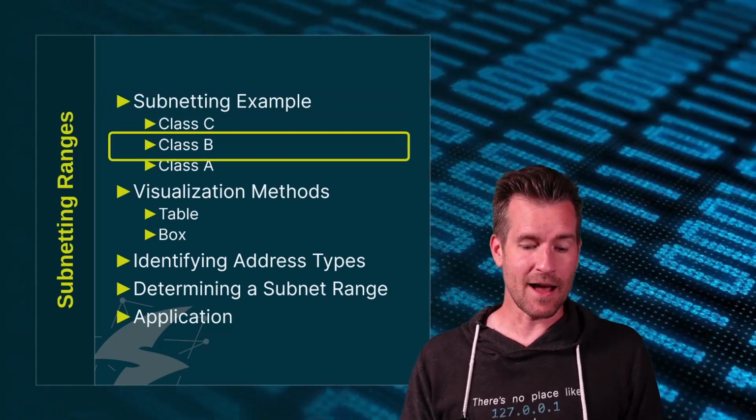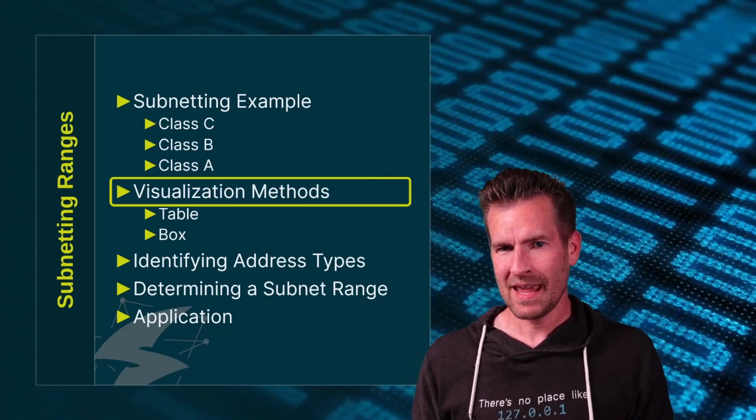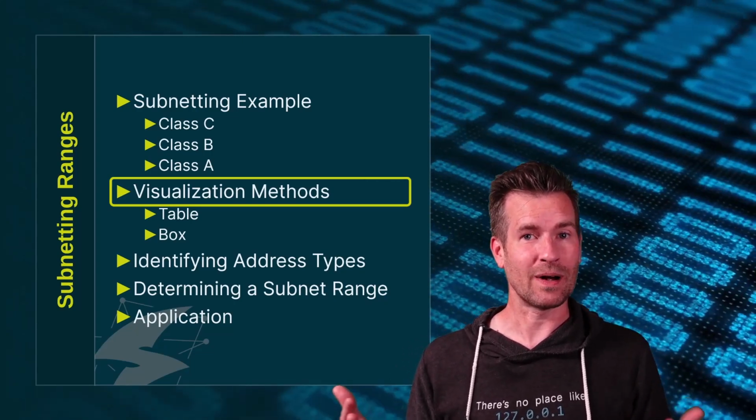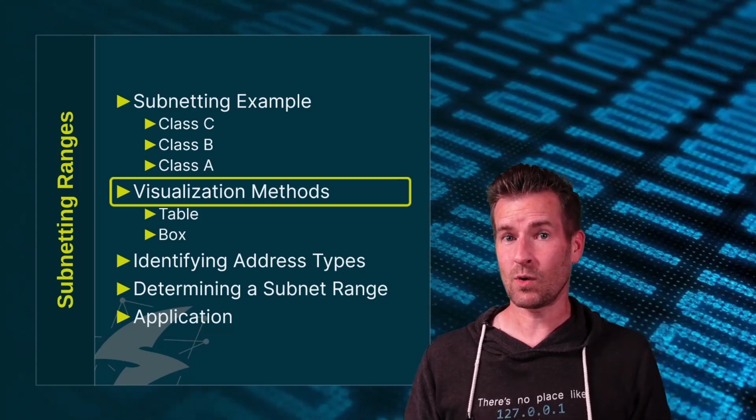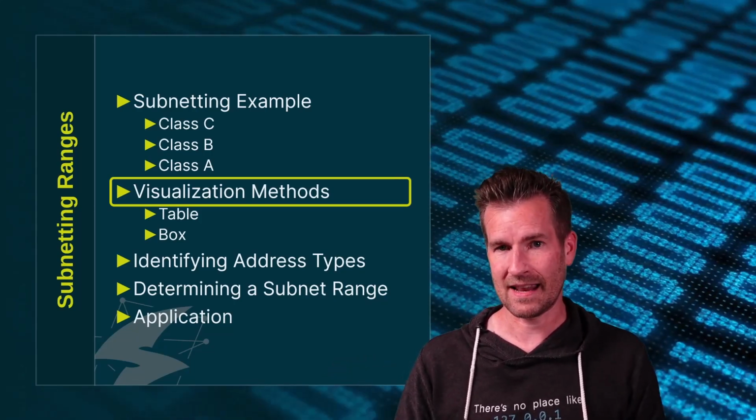Then I'm going to talk about some visualization methods, both the table and the box method. It can be a way that you can figure out what the ranges are, but it also can be a quick way to reference and double check your work and make sure that everything is done accurately.